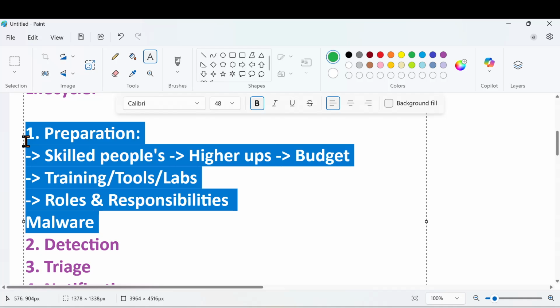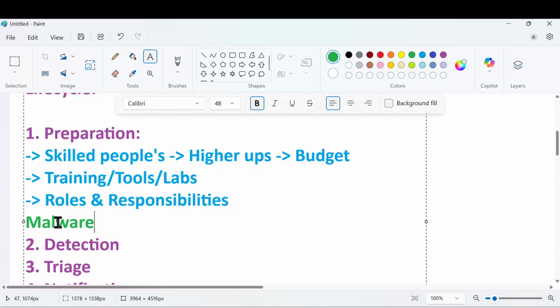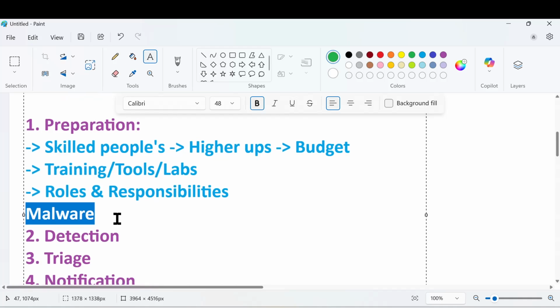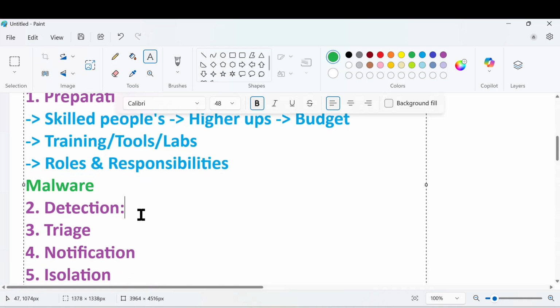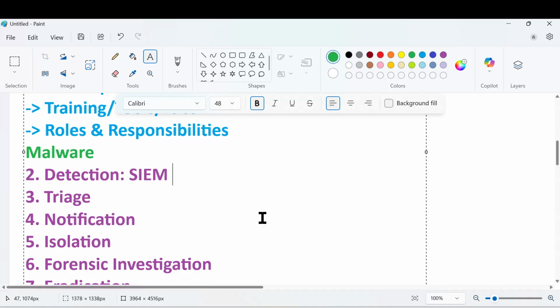But now, after that, let's say a malware incident has occurred, right? And because of it, some of our systems are getting compromised, right? So here in your detection phase, we will be having the SIEM solutions, the security information and event management solutions, like Splunk, QRadar, and many more. Now, using those solutions, we will be quickly able to detect.